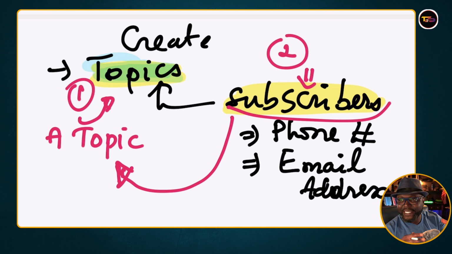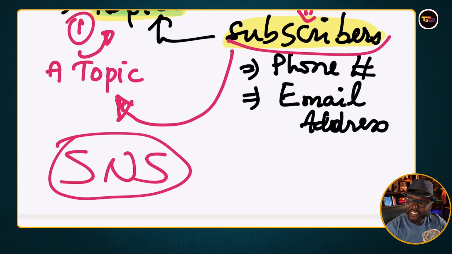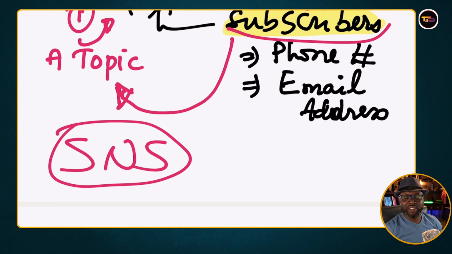And this is the higher level architecture when it comes to SNS. This is what you need to know about SNS. This is how it works. So when you go to the management console, create a topic first, and then configure the subscription method that you want to use, and then subscribe to that topic, using either a phone number or an email address.